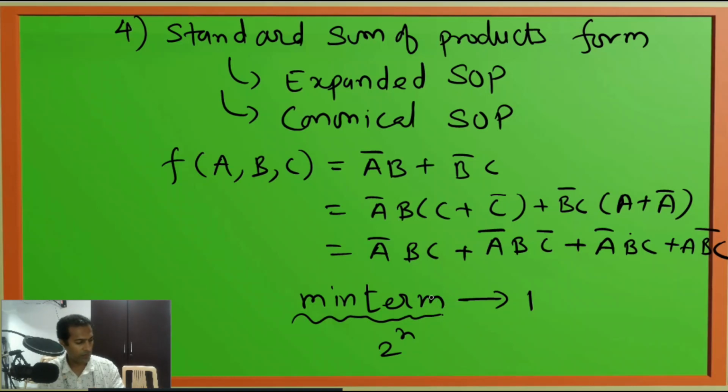So min terms we denote by small m, say m0, m1, m2, and so on. Now these suffixes are the decimal codes of the combination. For a 3 variable term, say m0 will be A bar B bar C bar, or m1 will be A bar B bar C.